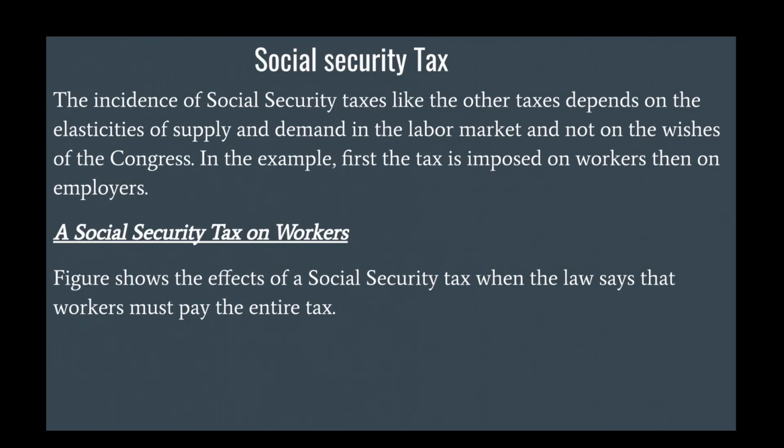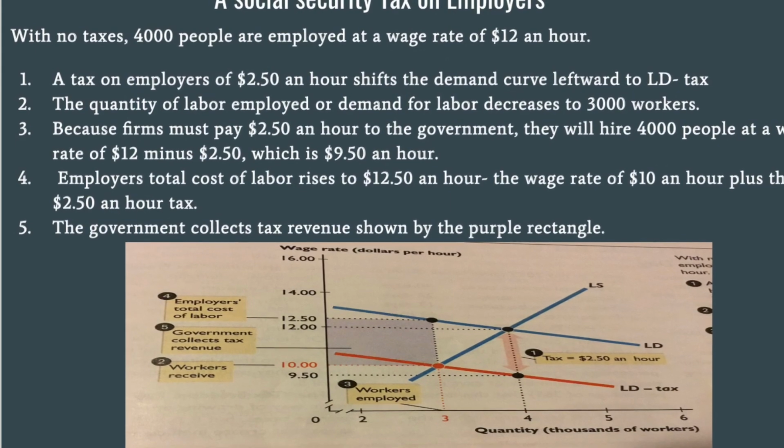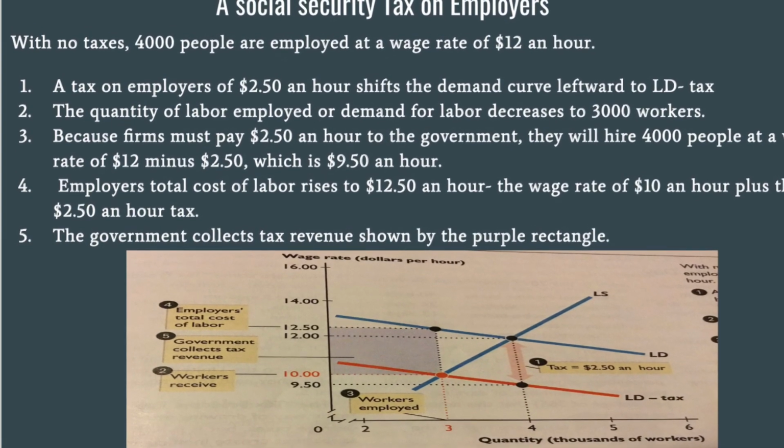In this example, first the tax is imposed on workers, then on employers. For the Social Security tax on workers, the figure shows the effects of the tax when the law says that workers must pay the entire tax. The Social Security tax on employers.